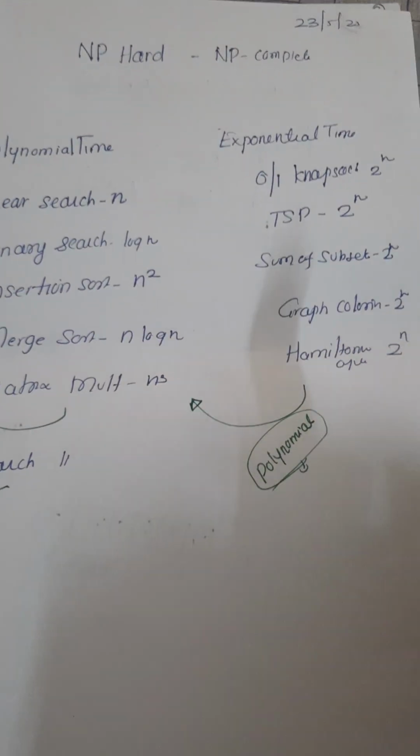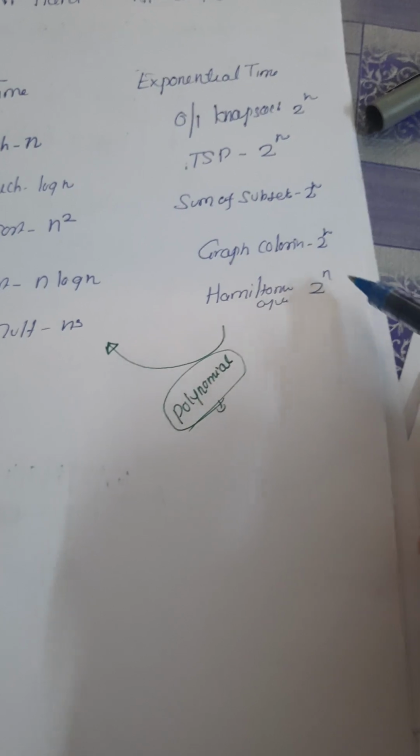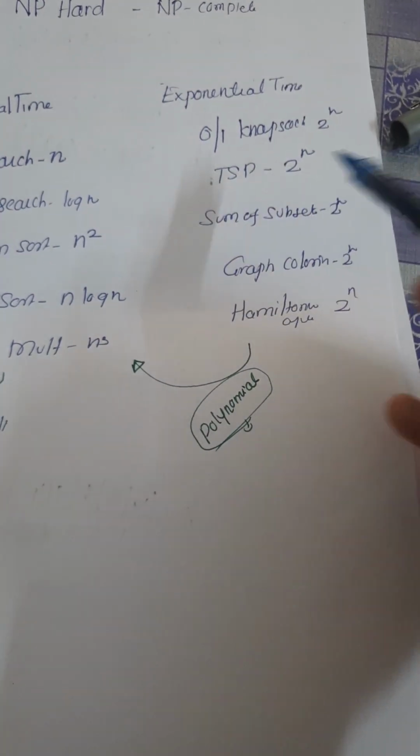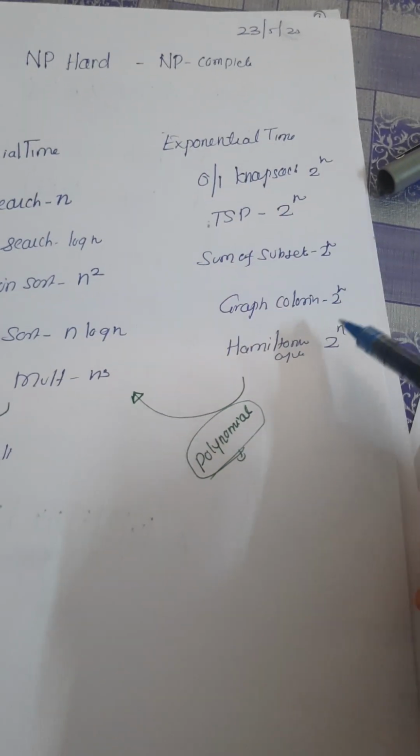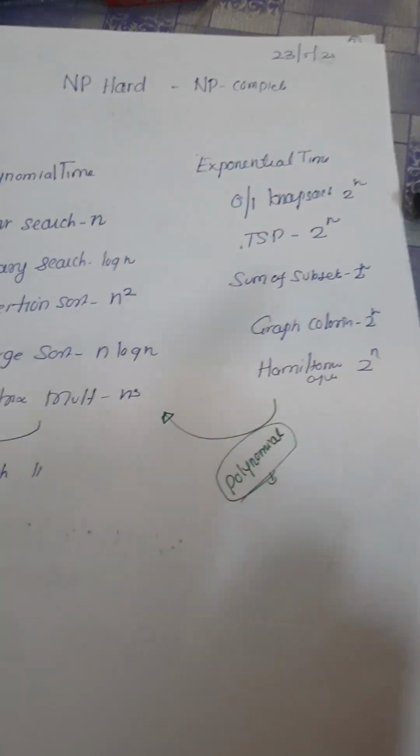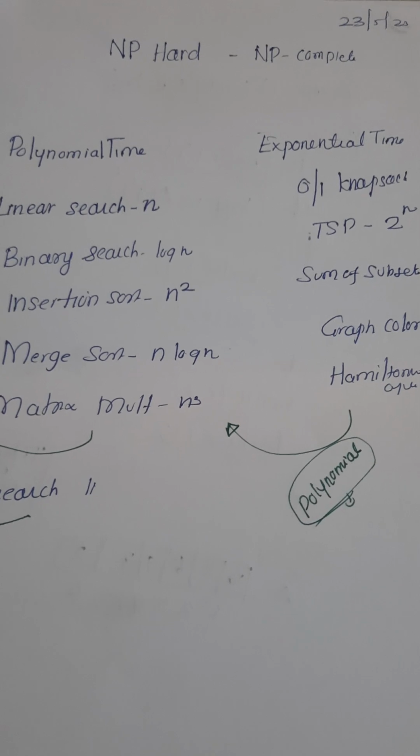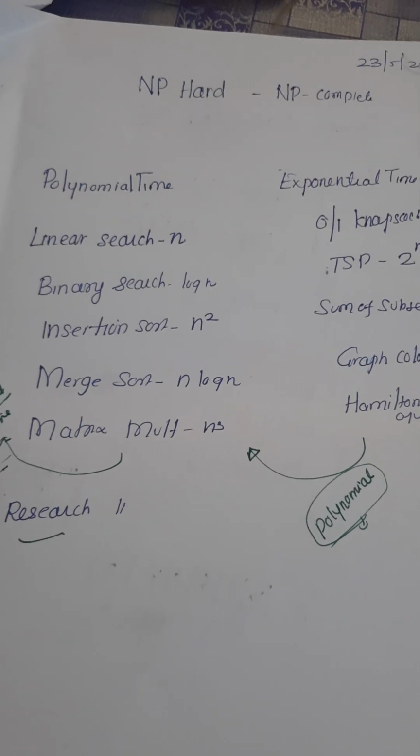Okay, here it is not exactly 2 power n. I have just written 2 power n. It may be 5 into 2 power n or n into 2 power n, something like that. So just to make it simple, I have written for all of them 2 power n. So I told you that NP hard, NP complete, NP are all research topics.